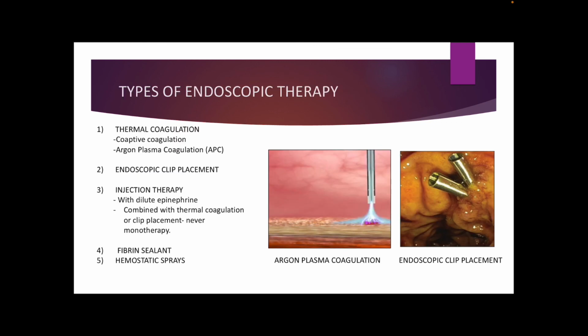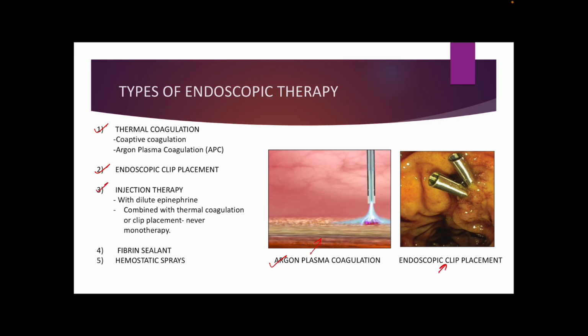Now coming to the different types of endoscopic therapy that we use. So the first is thermal coagulation. In that there are two types, coaptive coagulation and argon plasma coagulation. Now coaptive coagulation is where pressure is applied to the vessel with a probe while coagulation is being done. So what this leads to is the sealing up of that vessel. And the second is APC, argon plasma coagulation, as I have shown in this picture. The second option is endoscopic clip placement. That is the picture that is shown here.